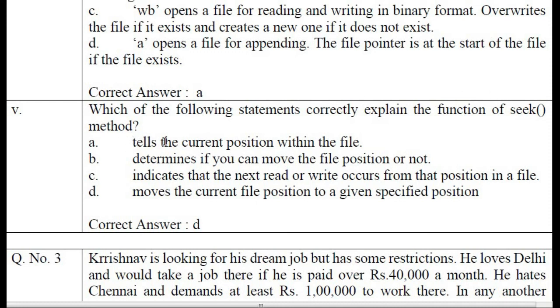First one tells the current position within the file. Is it correct? No. Which function is used for that? It is the tell function. Okay? Then next one determines if you can move the file pointer or not. No, it is not correct. Then option C indicates that the next read or write occurs from that position in a file. That also wrong. Then option D moves the current file position to a given specified position. Yes, that is correct. So the correct answer is option D.